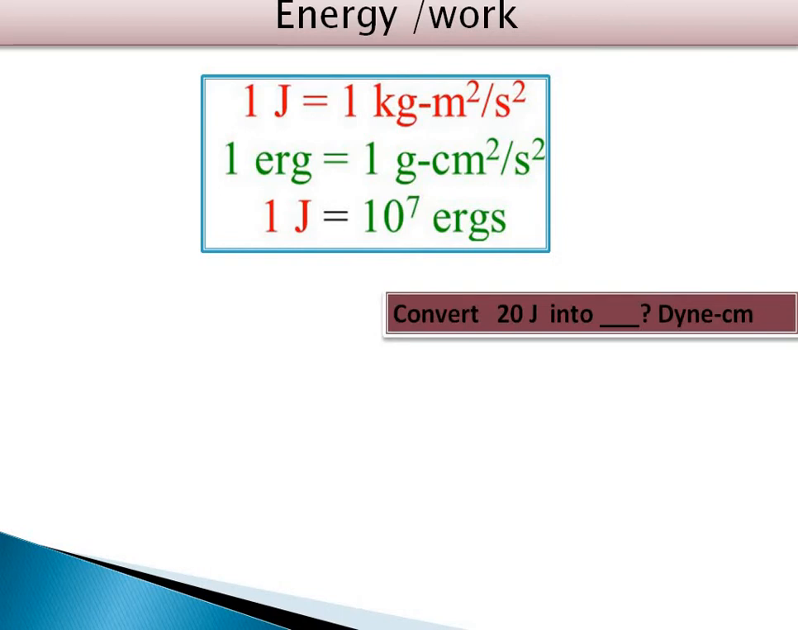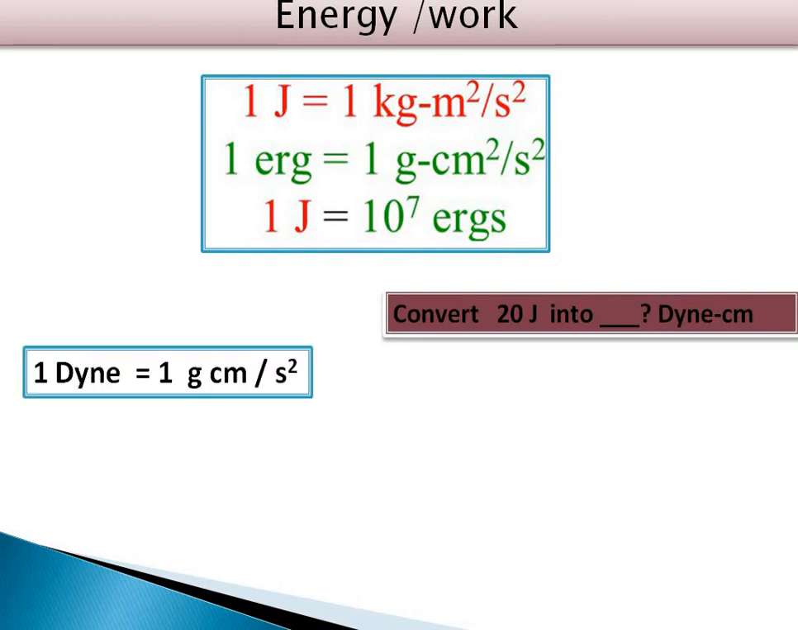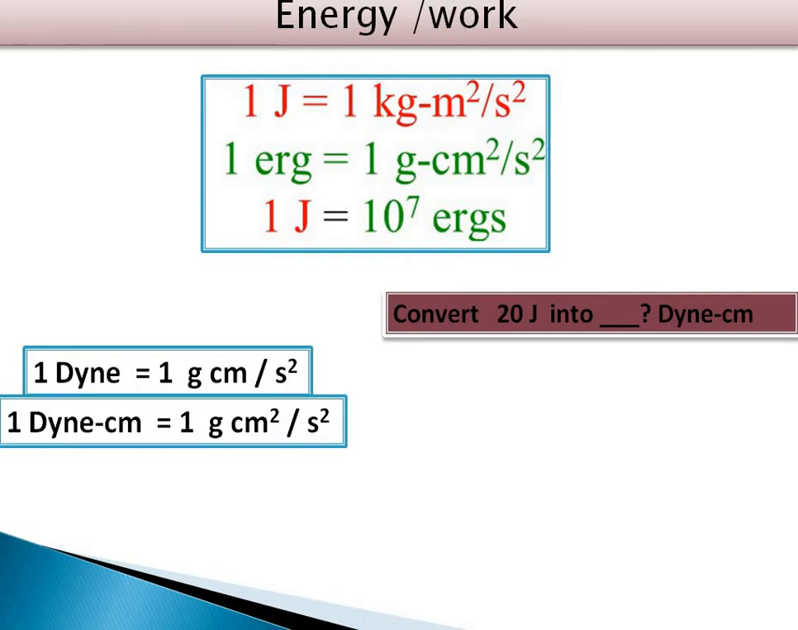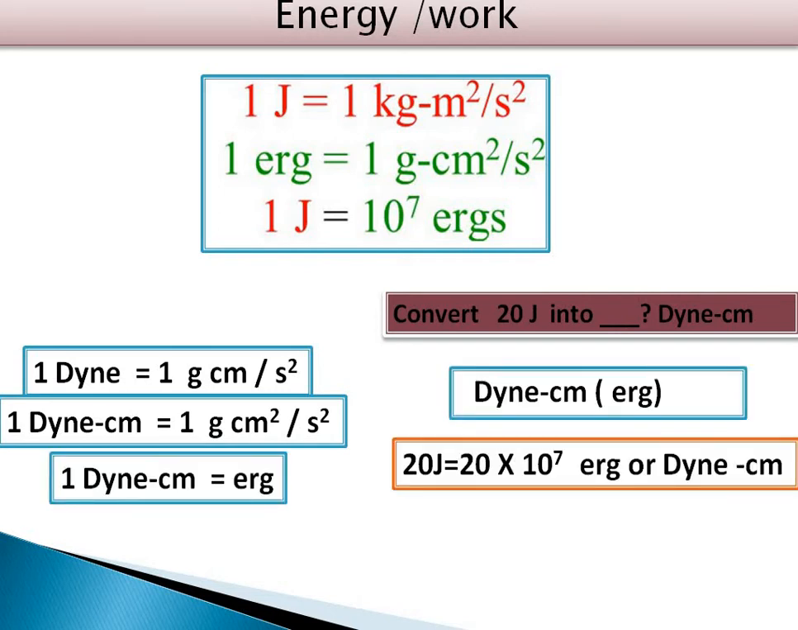Now convert 20 joule into dyne per centimeter. How to convert? 1 dyne is nothing but 1 gram centimeter per second square, and 1 dyne centimeter is equals to 1 gram centimeter square per second square. But we know that 1 gram centimeter square per second square is nothing but 1 erg. So, and 1 joule is equals to 10 to power 7 ergs. Therefore 20 joule can be converted as 20 into 10 to power 7 erg or dyne centimeter.